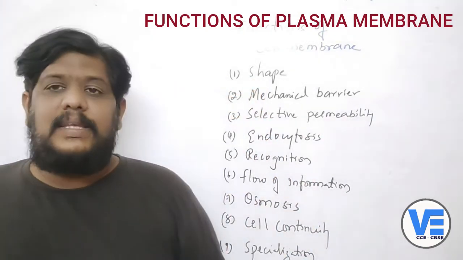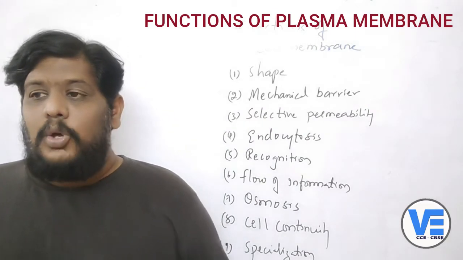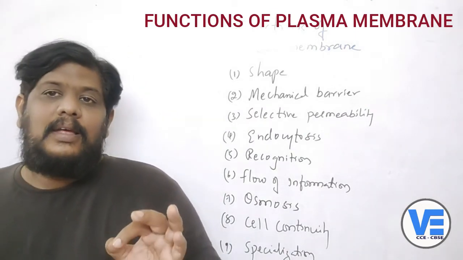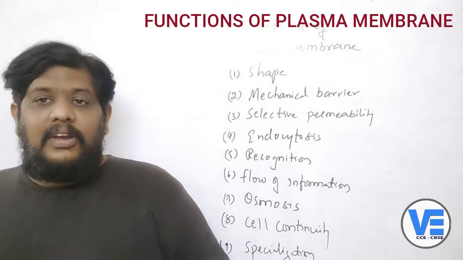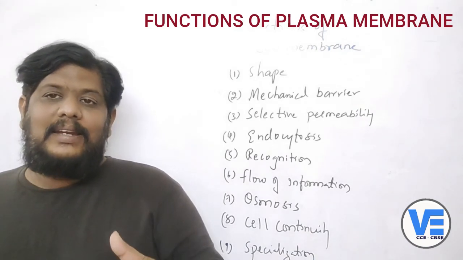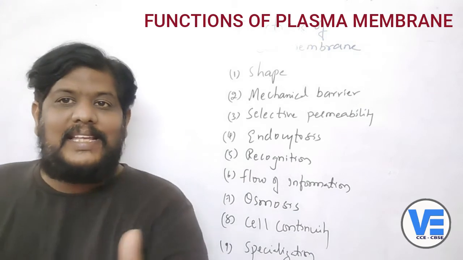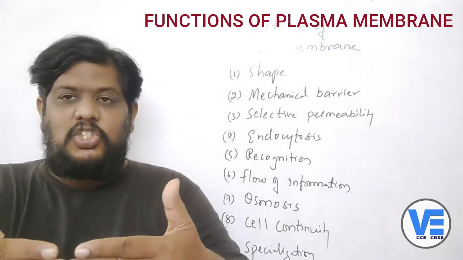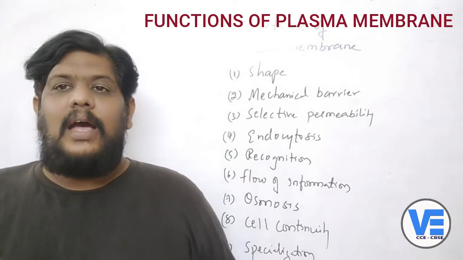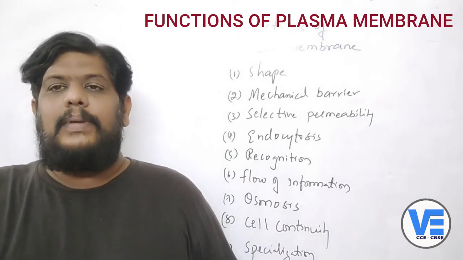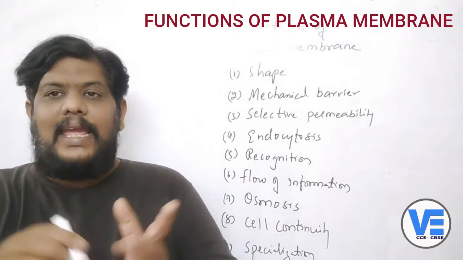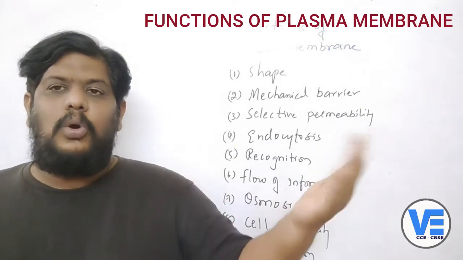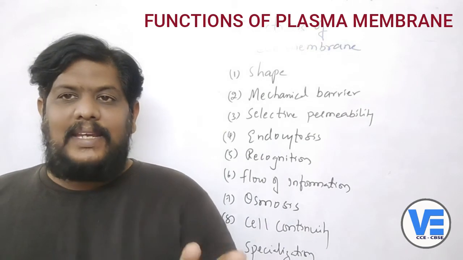The second one we have seen is the mechanical barrier. The mechanical barrier in the sense that it will protect the internal contents of the cell. It will not allow any of the internal contents to pass out. So it is acting as a barrier, stopping things from going outside. It's like a gate which is closed and locked, so that nobody from inside can go outside.